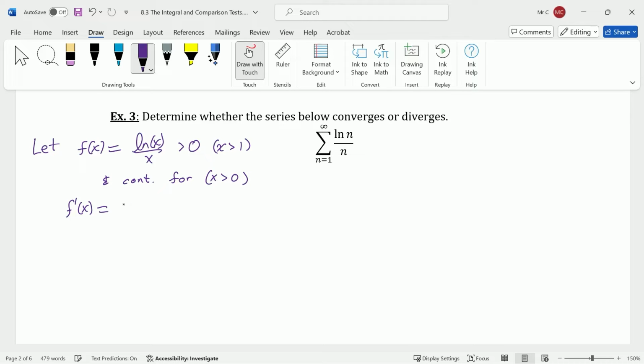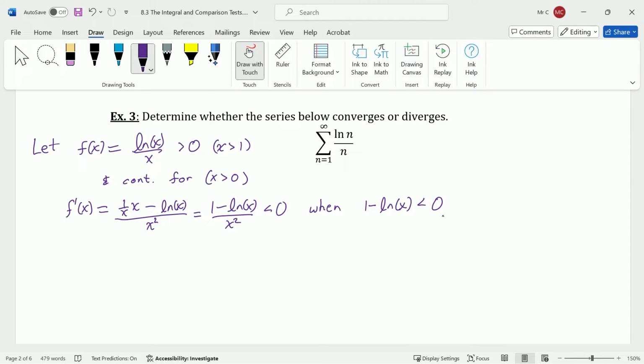All right, we have to apply the quotient rule. So the derivative of the top, that's 1 over x, times x minus ln of x times the derivative of x, which is 1, over x squared, I should say. And that's 1 minus ln of x over x squared. So this is negative when the numerator is negative.